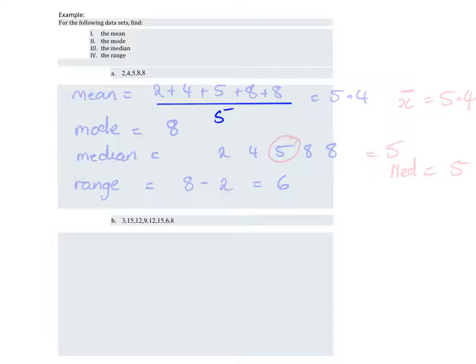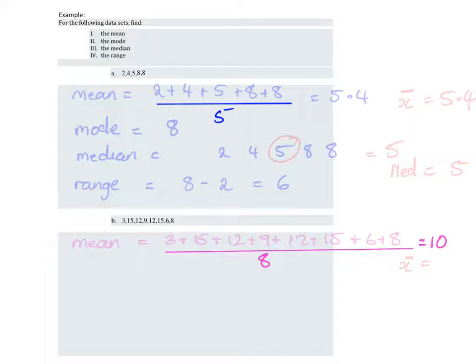So range will always be one value. What about the next one then? So we do the same thing here for the mean. We add them all up and divide by the total number, which in this case again is 8. And when we put that into our calculator, we get an answer of 10. Now again, if I was looking on my calculator for that one, I'd be looking for x bar, and my x bar would be equal to 10 for the mean.